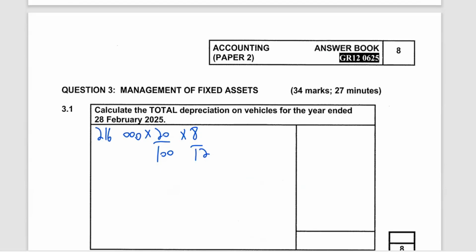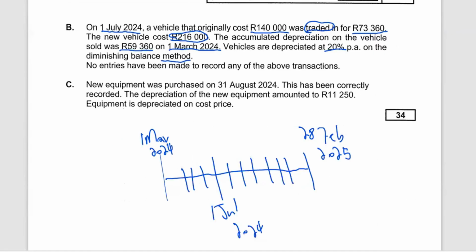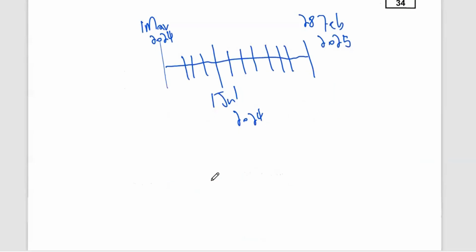Then we get our answer, which is 28,800. This is depreciation of new. No entries have been made to record any above transactions. So new equipment was purchased on 31st August 2024. This has been correctly recorded. The depreciation on the new equipment amounted to 11,250. Equipment is depreciated on cost price. Okay.